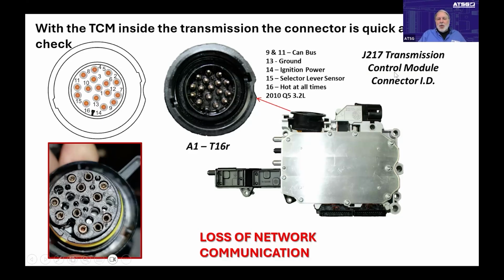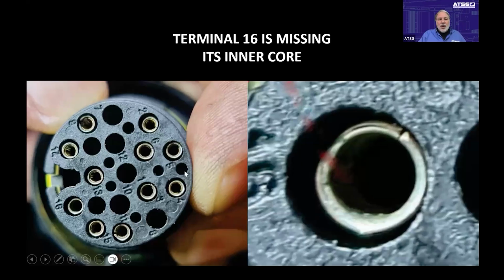And then it has ground, ignition power, selector lever sensor information, and then it has hot at all times, terminal 16. If you look at terminal 16, it's right over here at this alignment slot that you can see right there. If you look at a close-up view of terminal 16 here, not the best picture, it's a little bit blurry, but if you take a close look at terminal 16, a center core has been missing. It got pulled out. When this thing got unplugged, the center core came out.